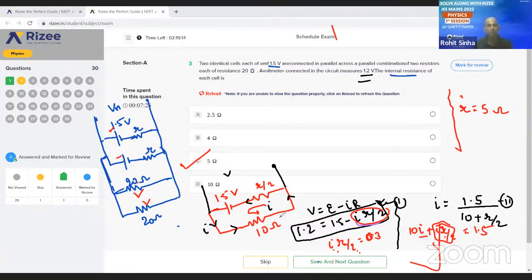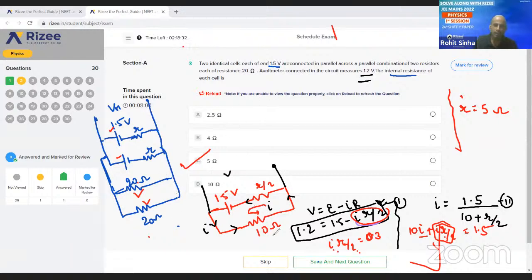Got it? Any problem from anyone? You can discuss it once more. Any problem to anyone? Now remember, this type of question usually comes in your exam. You should know the combination of cells, and you should know the shortcuts and tricks to solve the combination of resistors. For that you can go through the notes.